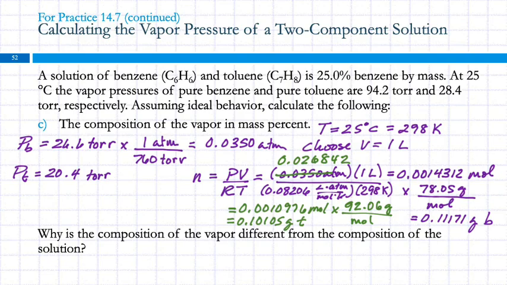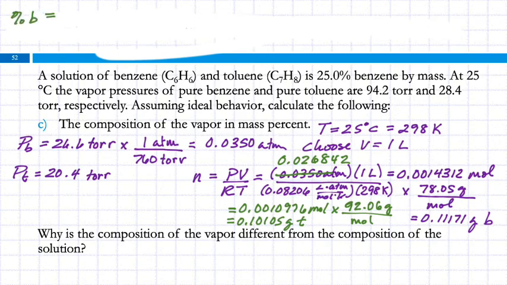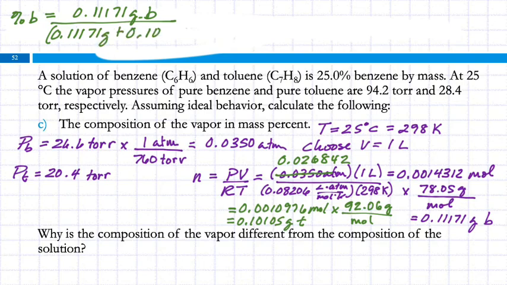Okay, so I'm gonna erase the stuff at the top and put my mass percent calculation up there. So the mass percent of benzene in the vapor is going to be the mass of benzene divided by the mass of the whole thing, which is the mass of the benzene plus the mass of the toluene, times 100. 0.11171 divided by open parentheses 0.11171 plus 0.10105 close parentheses times 100. 52.5%.